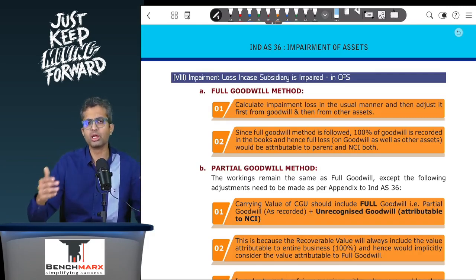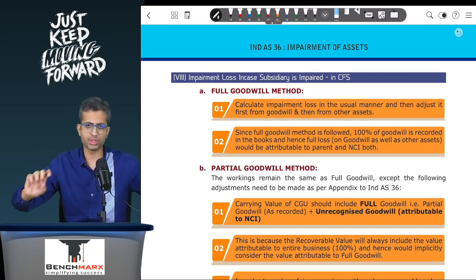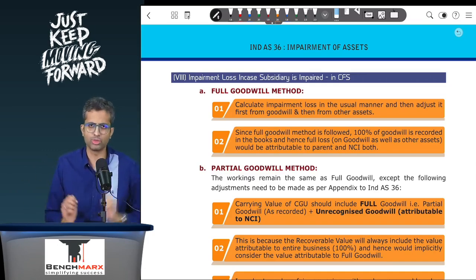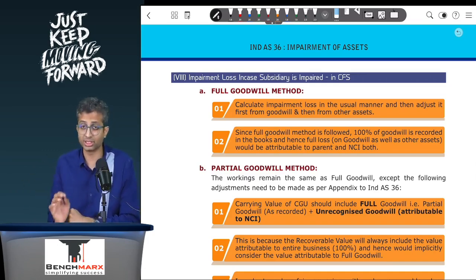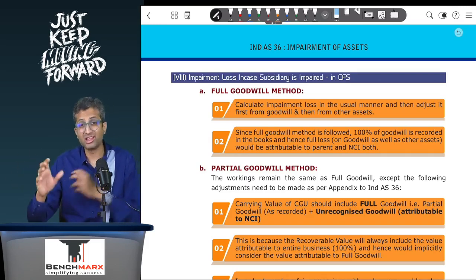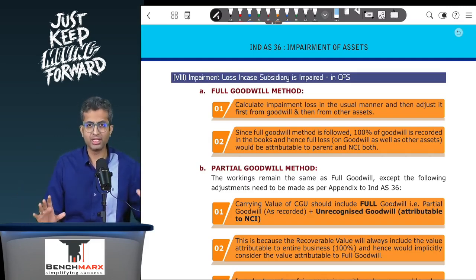So over here, you will say that if your goodwill for the 80% stake that you hold is, for example, 800, then for the remaining 20% stake there will be an unrecognized goodwill, using a cross multiplication method, unless any other method is given, of 200. And hence your full goodwill will be 1000, and along with the other carrying value of the assets, you can then compare it with the recoverable value, find the impairment, and allocate the impairment first to the goodwill and then to the other assets.